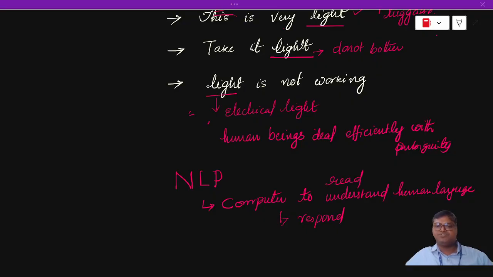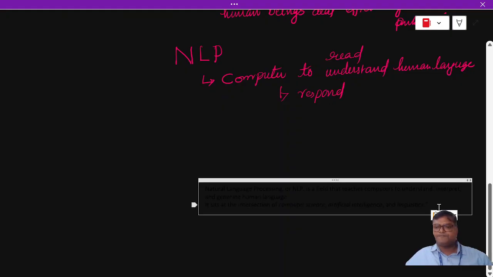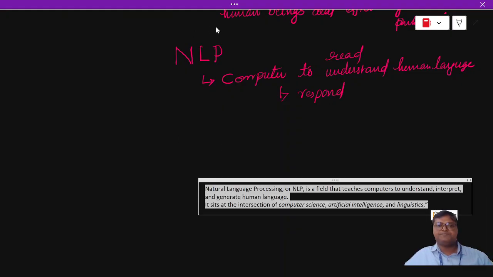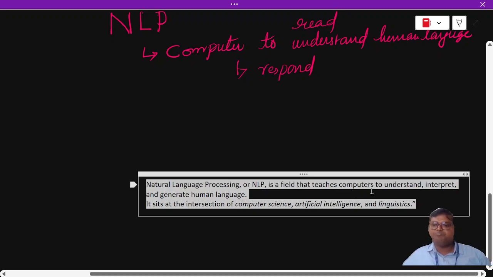Let me sum this up with a simple text. So what is natural language processing? Natural language processing is a field that teaches computers to understand, interpret, and generate human language. This is a combination of computer science, AI, and linguistics.